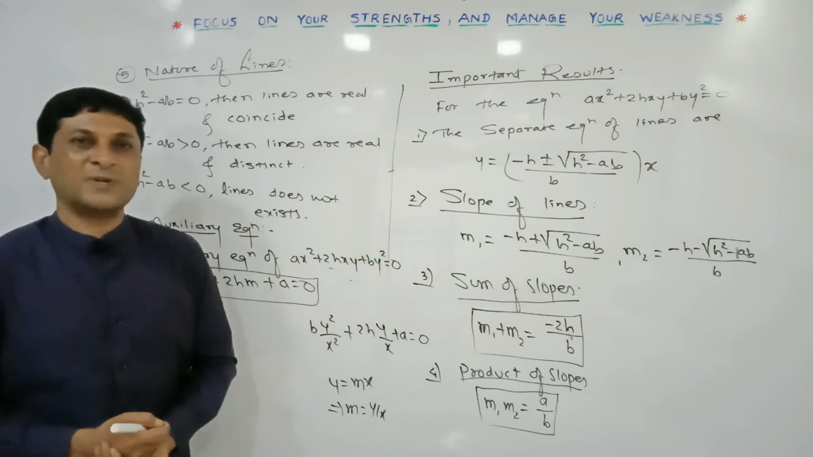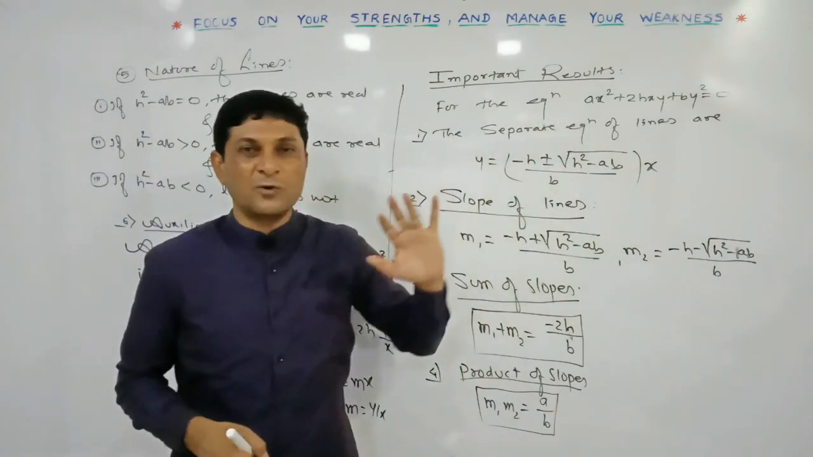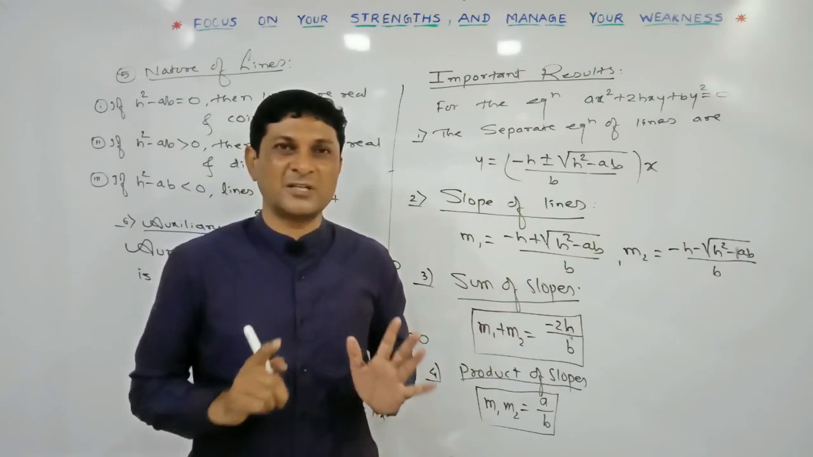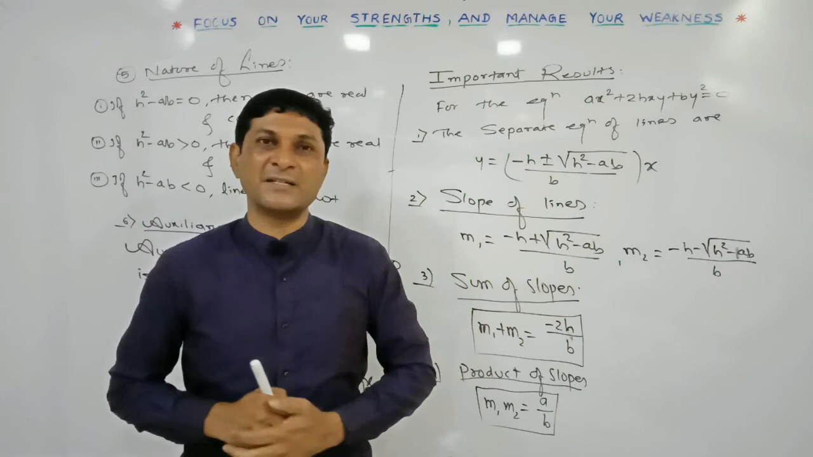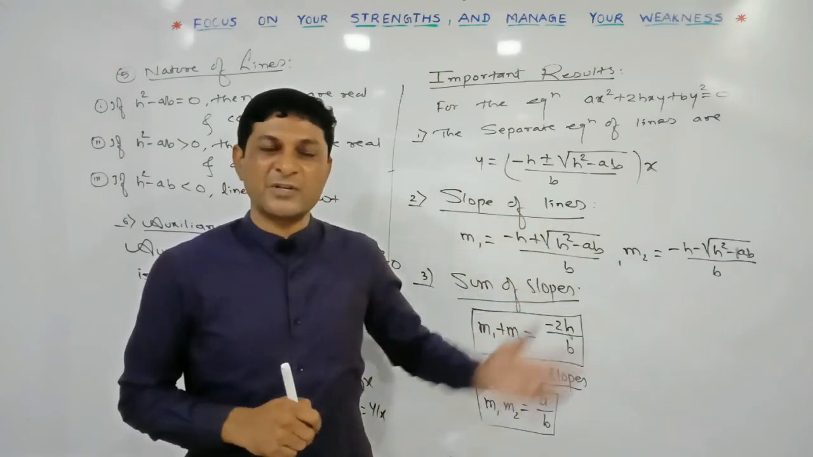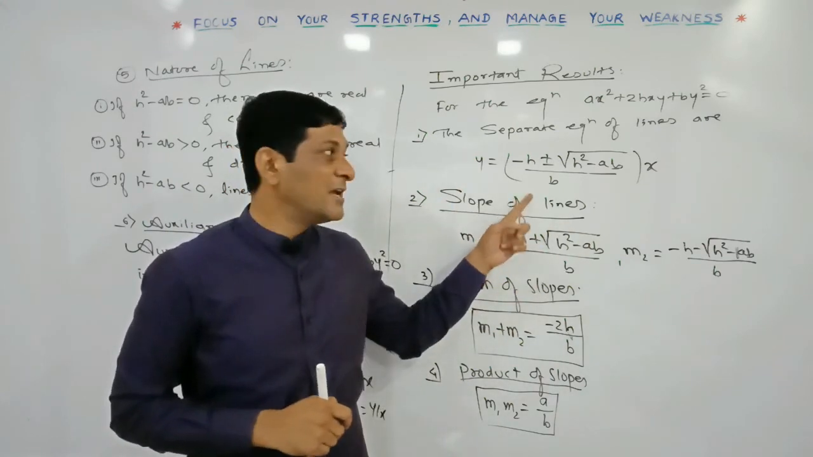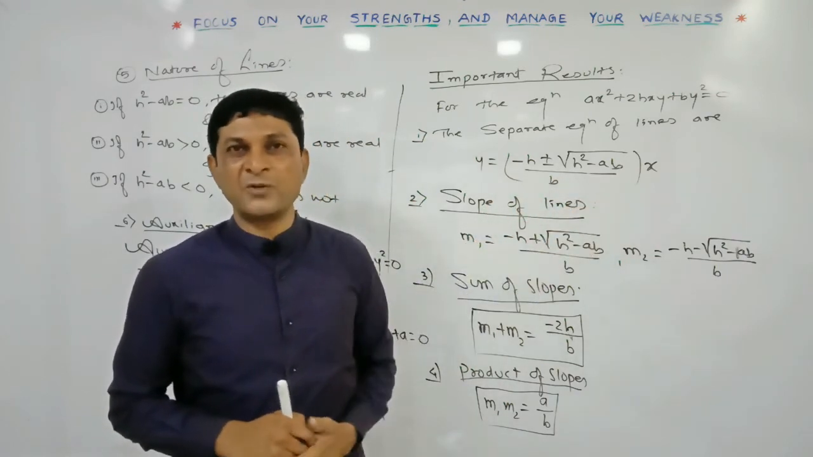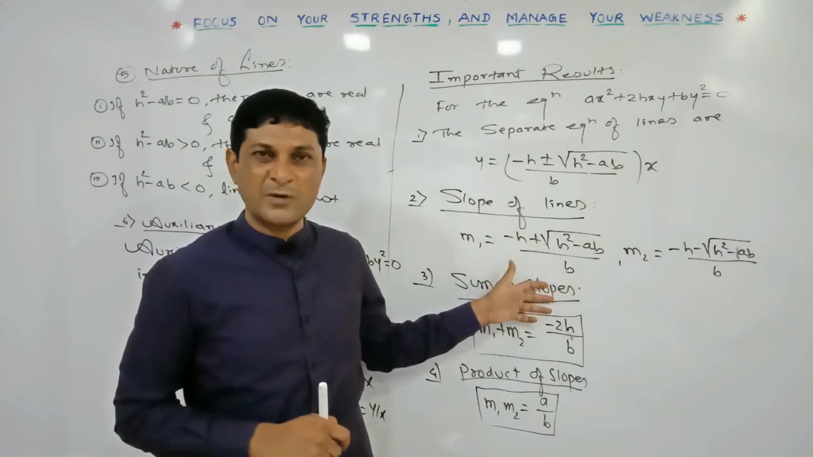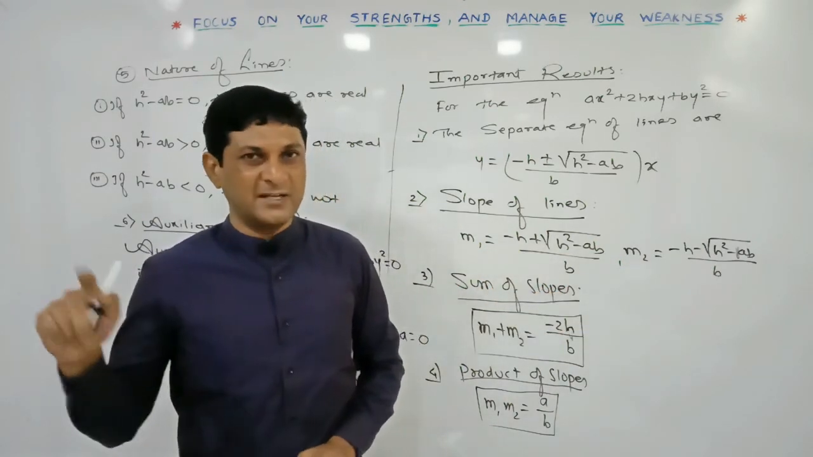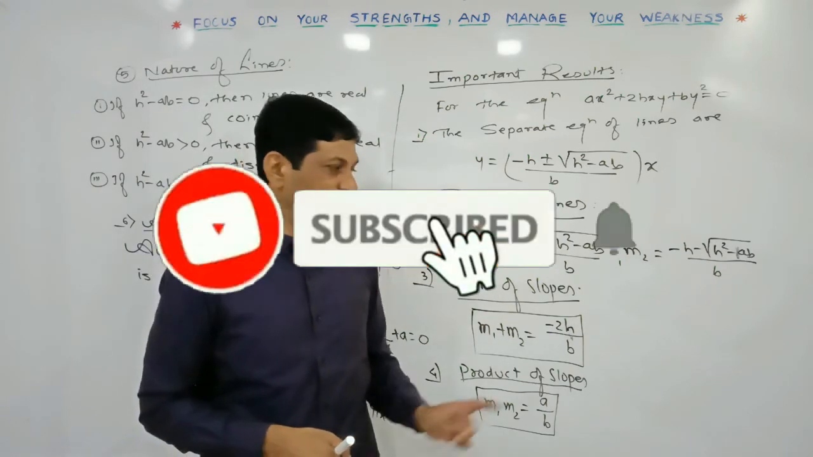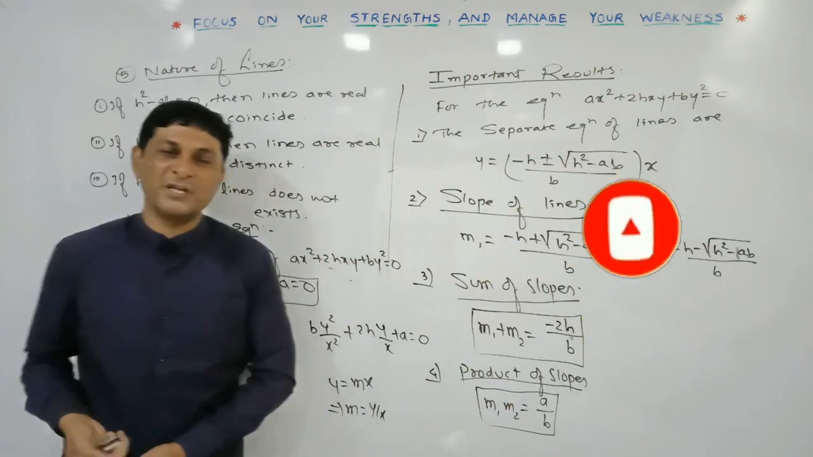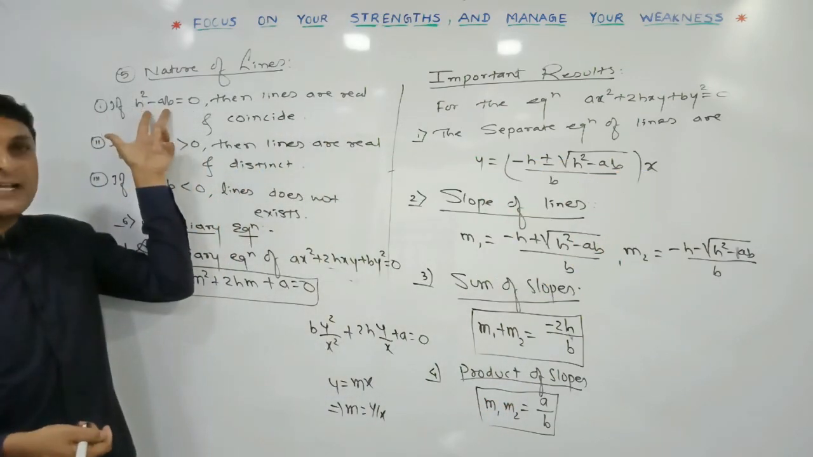In this way we have seen the homogeneous equation. A homogeneous equation in standard form can be written as ax square plus 2hxy plus by square is equal to 0. What is the first important result related to the homogeneous equation? Separate equations of lines represented by this equation are y is equal to minus h plus or minus under root h square minus ab upon b into x. Slope of the first line is minus h plus under root h square minus ab upon b, slope of the second line is minus h minus under root h square minus ab upon b. Sum of slopes is equal to minus 2h upon b, product of slopes is equal to a upon b. Nature of lines depends on the value of h square minus ab.